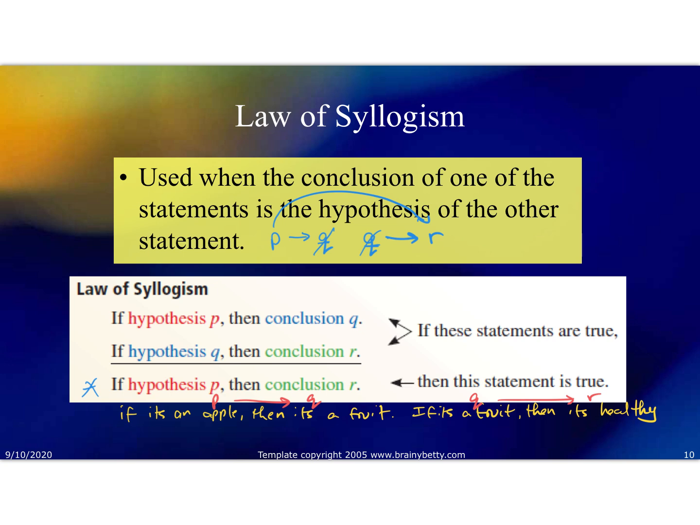So now using the law of syllogism, I can say if it's an apple, then it's healthy. And what I did was I went from P straight to R. I basically can cancel Q because it kind of doubled up, okay? So that's how we do the law of syllogism.